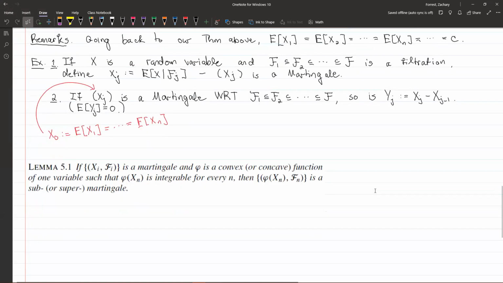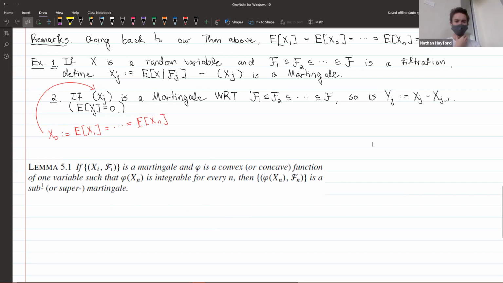Okay, if I have a martingale, and I have a convex or a concave function phi with the property that phi of xn is integrable, then the pair sequence phi of xn, fn is a sub or super martingale. Like I said, this is just Jensen's inequality. You can literally go back to Jensen's inequality in our conditional expectation talk, and you'll be able to derive this directly from the definitions of martingales. Is everybody comfortable with that, or do you want me to actually prove it? No, I don't need a proof.